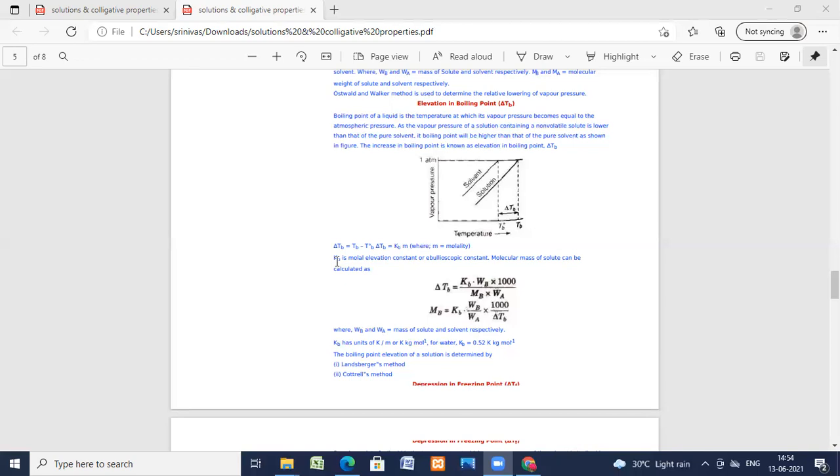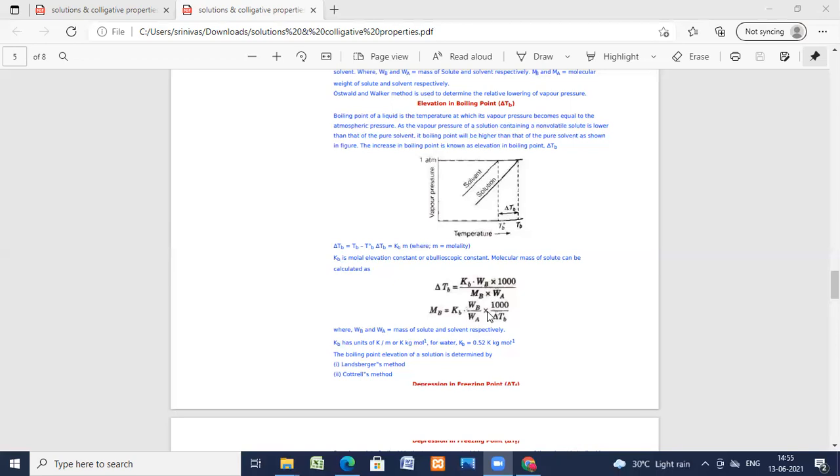You have a thermometer and a small inverted funnel, those are three gadgets, and you can calculate delta TB, that is TB minus T naught B, the difference in the elevation. Using this formula, you can directly calculate the molecular weight. That is the experimental way of determining the elevation of the boiling point.